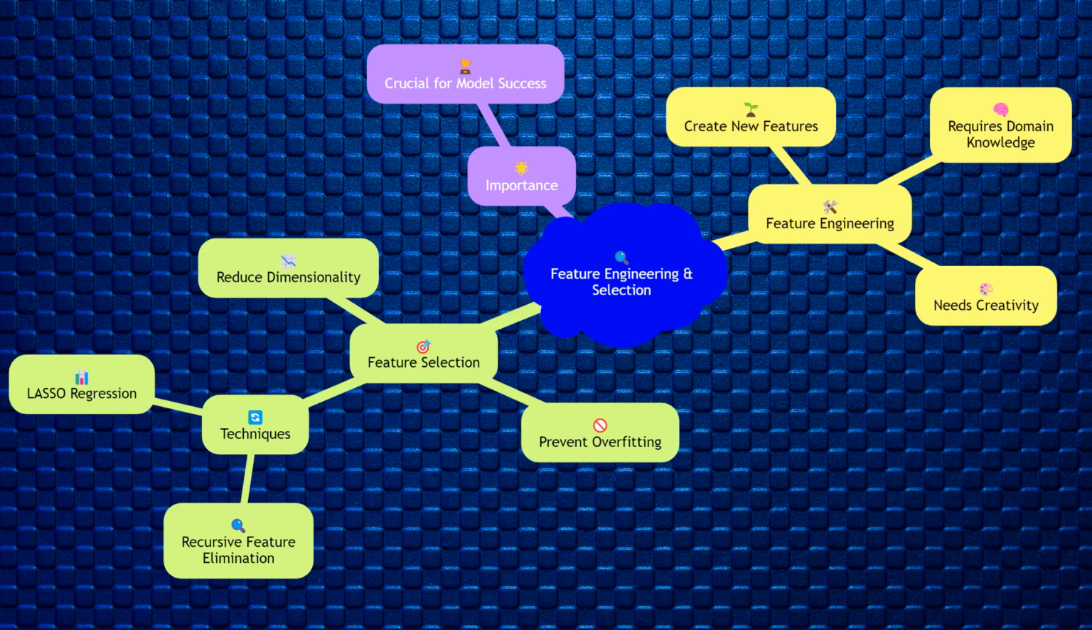Feature engineering involves creating new features from raw data to improve model performance. This step requires domain knowledge and creativity. Feature selection, on the other hand, involves choosing the most relevant features to reduce dimensionality and prevent overfitting. Techniques like recursive feature elimination and lasso regression are commonly used. Effective feature engineering and selection are crucial for model success.